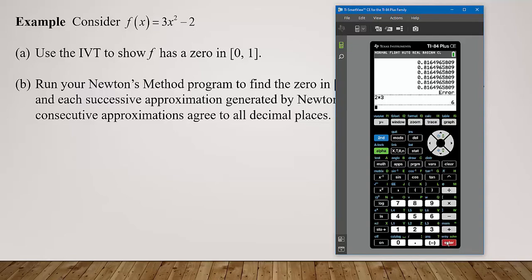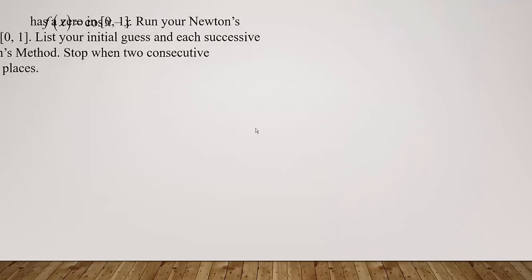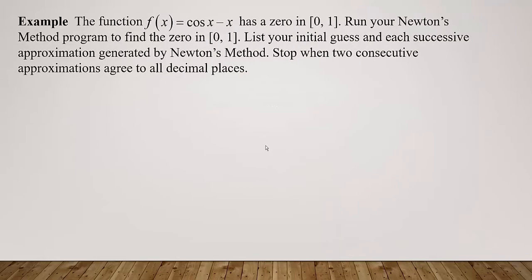All right, so let's look at what is next. I believe I'm going to have an example that I want you to do. So you're looking at the function cosine x minus x. I'm saying it does have a 0 in the interval 0 to 1. Run your Newton's method program to find that 0 in the interval 0 to 1. So just as I've said, list your initial guess and each successive approximation that's generated by the Newton's method program. Stop when you have 2 consecutive approximations that agree to all decimal places.